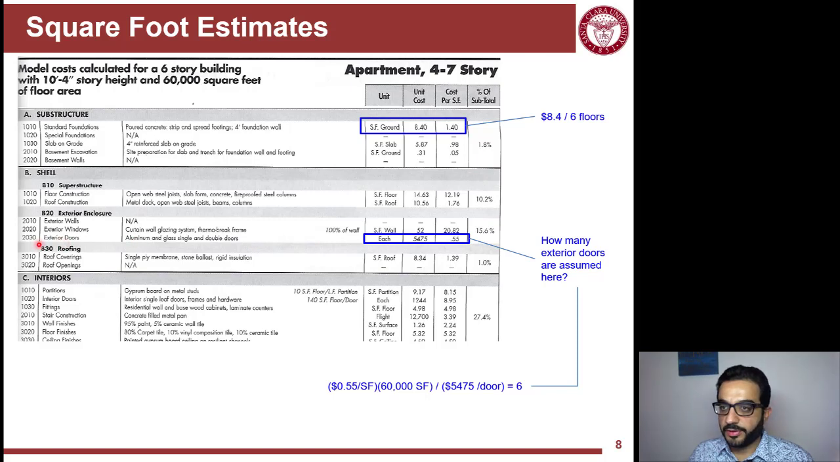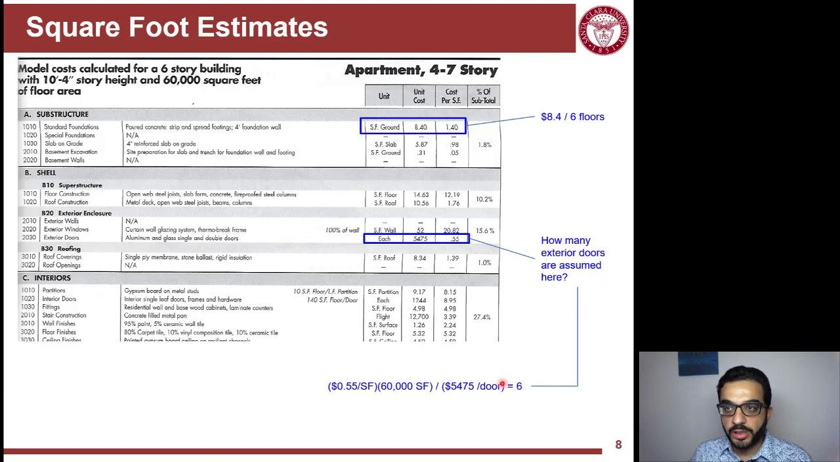It makes sense for another thing. So exterior doors: you have aluminum and glass single and double doors. It didn't say how many, but actually I can verify that. So each door costs $5,475, which translates into $0.55 per square foot. Remember, dollar per square foot. I have here 60,000 square foot. This is all this area on six floors. So I multiply the square foot rate of the doors times the total area, and then divide by the cost of every individual door, and that will give me 6 doors.